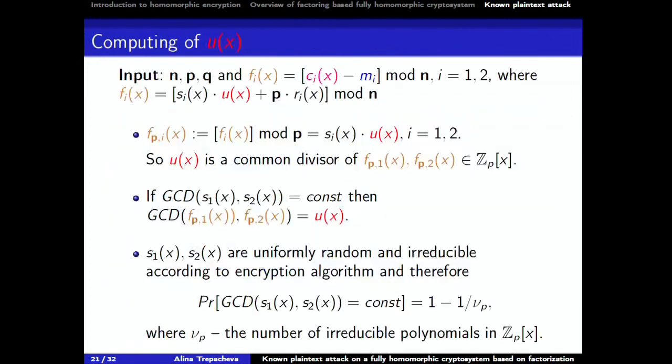After recovering P, one may compute the secret key, that is polynomial U. This may be done by computing the greatest common divisor of polynomials equal to ciphertext minus plaintext modulo P. And according to the encryption algorithm, this allows us to recover the secret polynomial with probability equal to 1 minus 1 divided by the number of irreducible polynomials over Z_P.